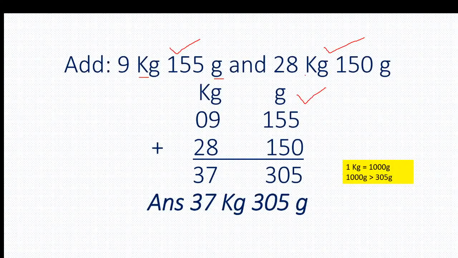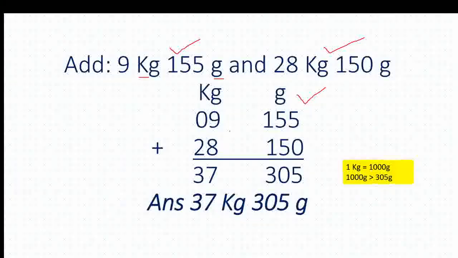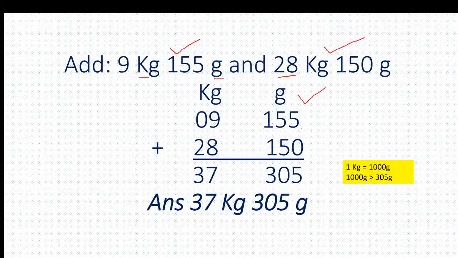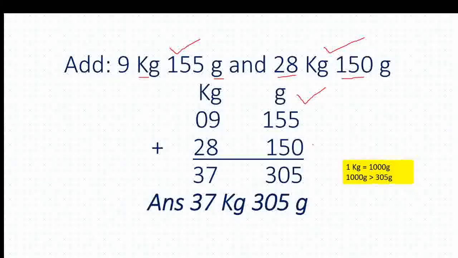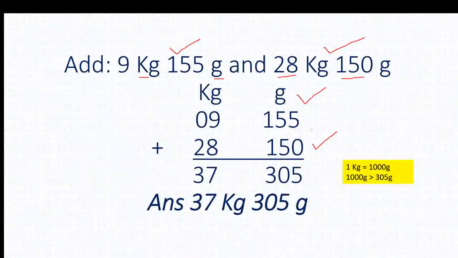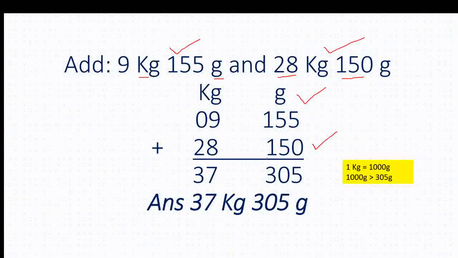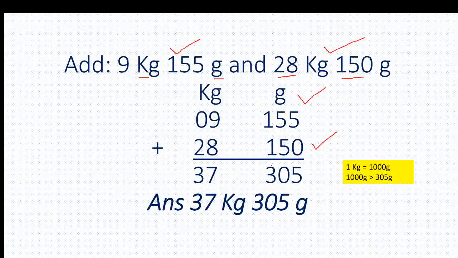Now the next weight is 28 kg 150 gram. Here you can see 28 is written before kg, so I have written 28 under the kg column below 9, and 150 is written before gram, so I have written 150 under the gram column below 155. Now how do you do the addition? First you have to add the weight of grams and then you have to add kg.